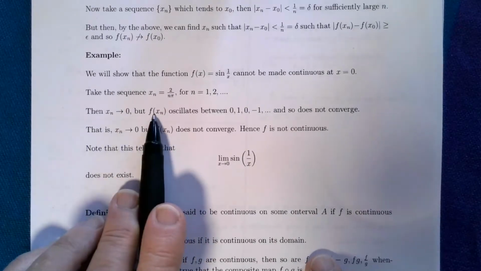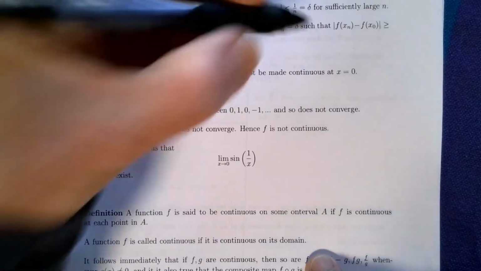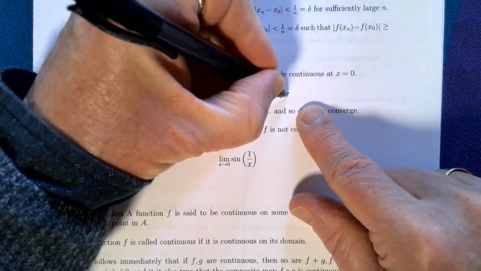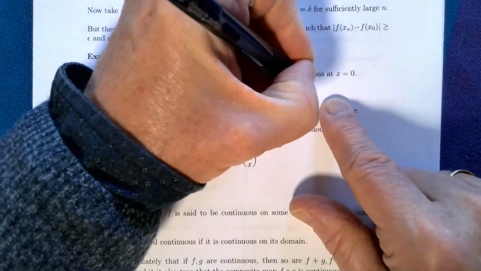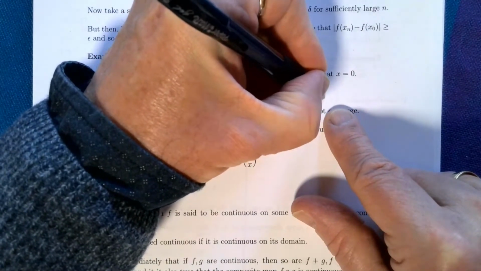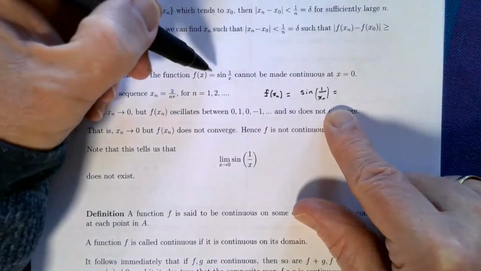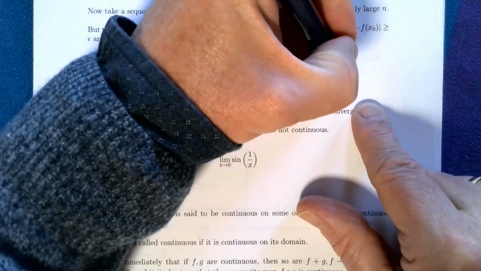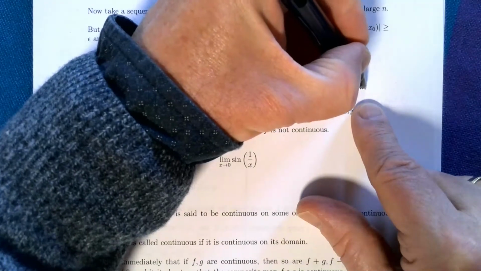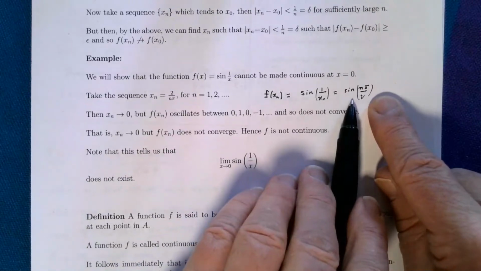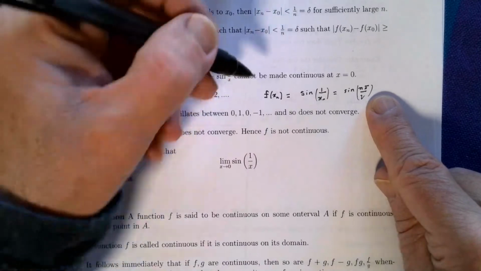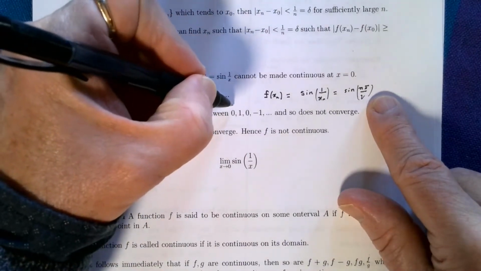On the other hand, if I work out f of x_n, well, that's going to be the sine of 1 over x_n. Now x_n is 2 on n pi, so this is going to be the sine of n pi on 2. And now what's this doing? Well, if n is 1, it actually starts out at 1. Sine of pi on 2 is 1.